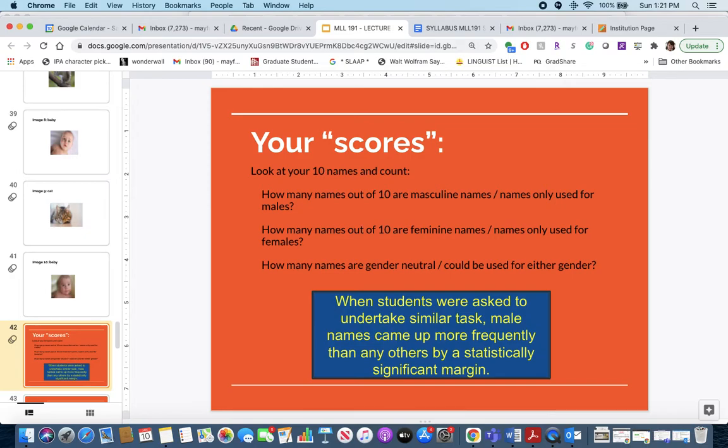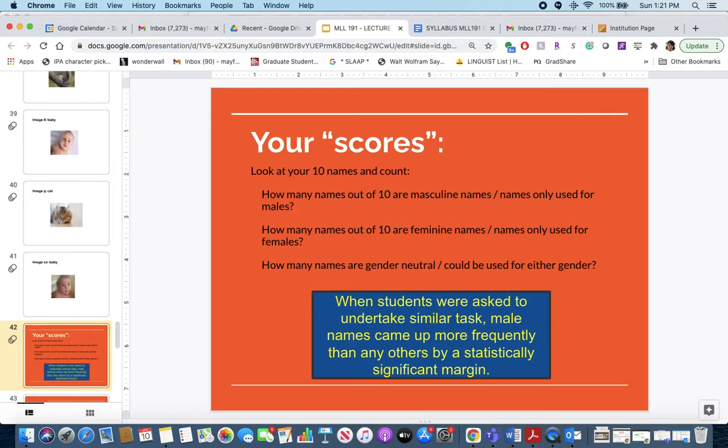Okay, so look at your 10 names and count. How many names are masculine names, names only used for males? How many names are feminine names, names only used for females? And how many names are gender neutral, which could be used for either gender?